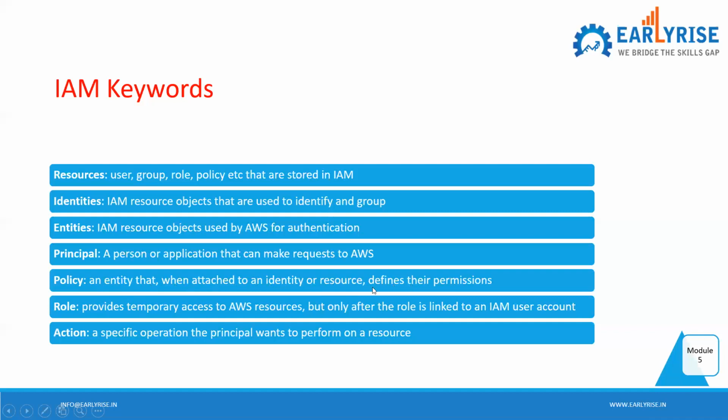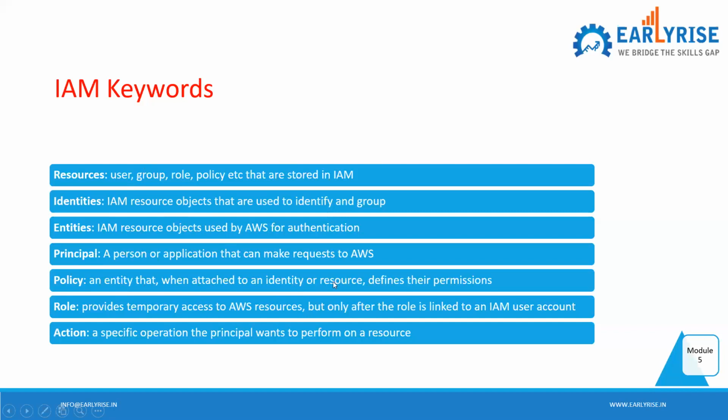Once you start doing hands-on, doing some testing, you will understand this one. So now you understand this policy is attached to a resource. Policy is attached to an identity, right? So we just saw identity. What is identity? Identity is a resource object that is used to identify. And now here we are saying it's an entity that when attached to an identity, so policy can be attached to an identity. So what is identity? Identity is user, group or role. So this policy is attached to a user, group or role, right?